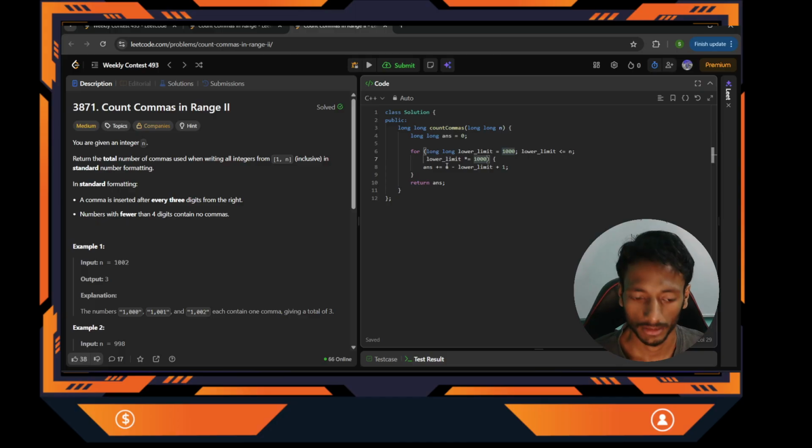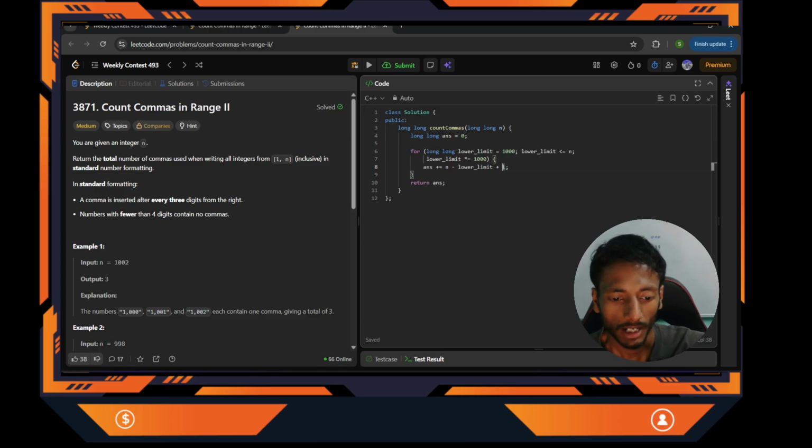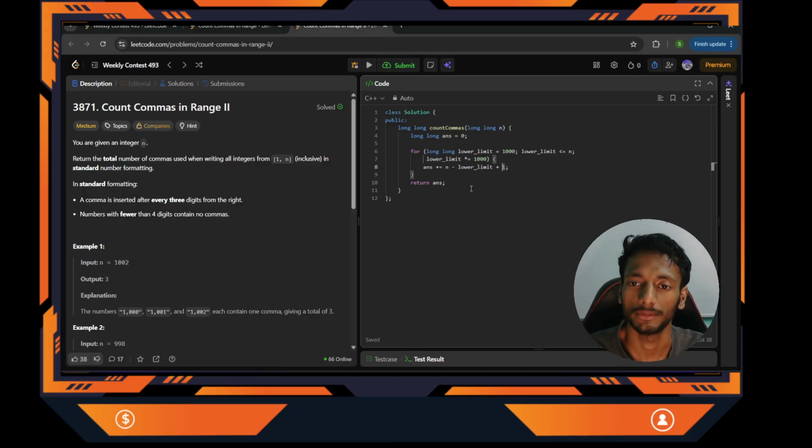For the current number, how many numbers have this first comma? That will be n minus the lower limit, that means 1000, plus 1. Why plus 1? Because I have to count the 1000 also, since 1000 also gives me one comma, right? So that's why I have to handle that. So n minus 1000 plus 1. Ultimately, we are calculating with 999, correct? So I have to handle that.